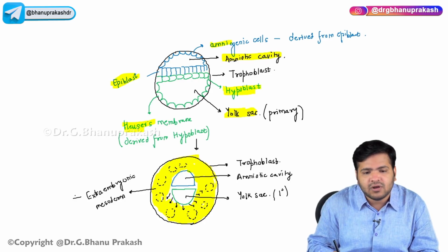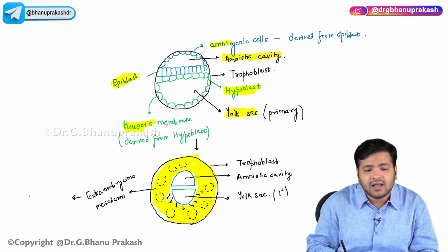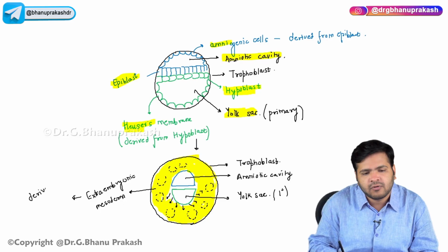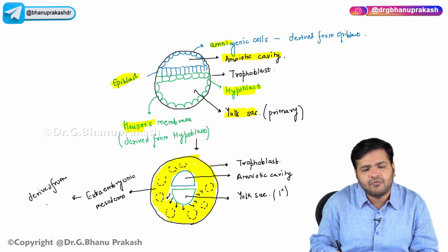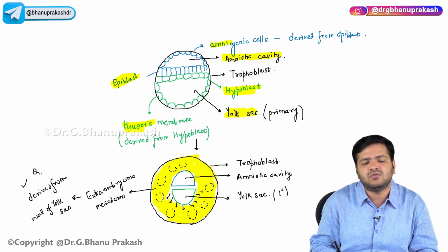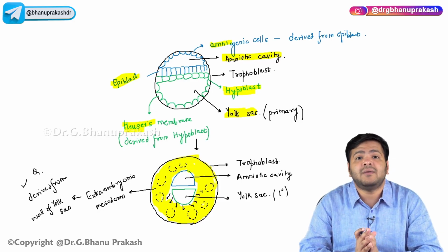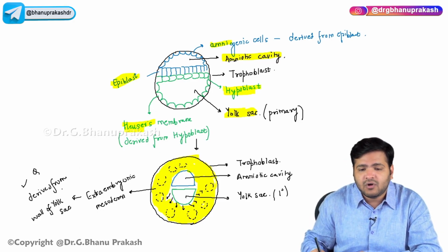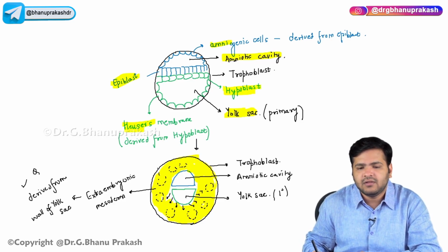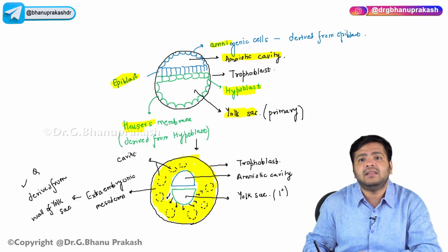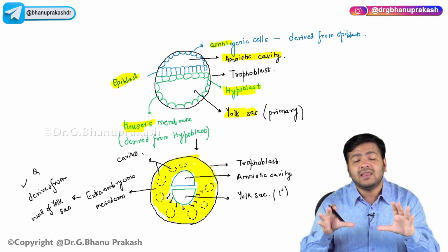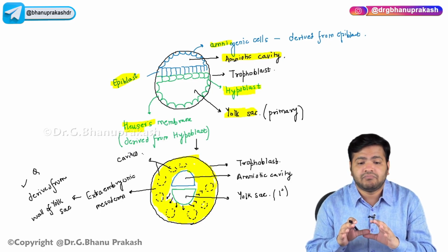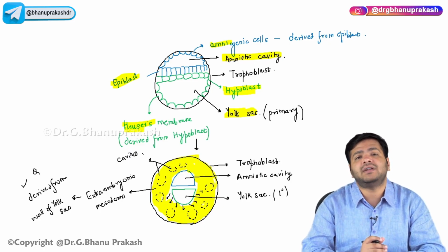So this extraembryonic mesoderm, again this is an update, it is derived from the wall of the yolk sac, right? This is again an important question. Apart from that, in this extraembryonic mesoderm, what will happen? These small cavities will be formed, right? And later on, all these cavities will join together. Now, how will these cavities be formed?